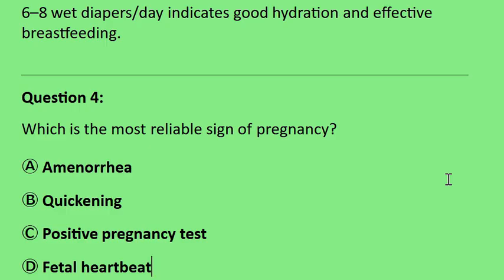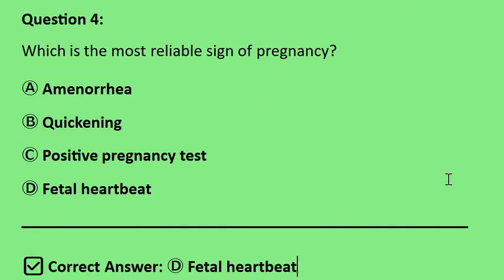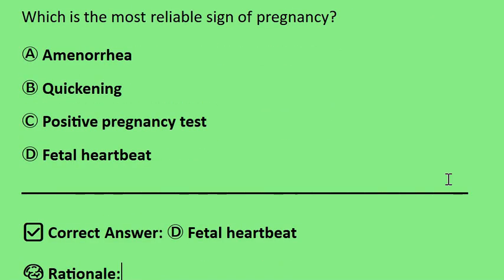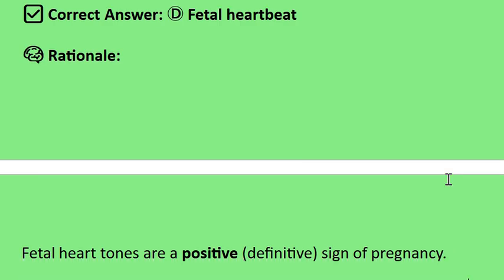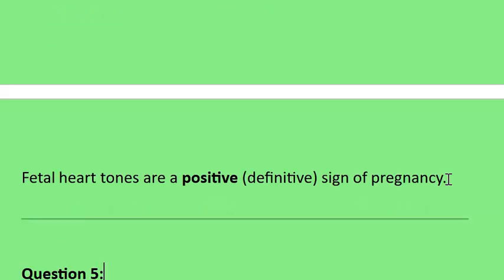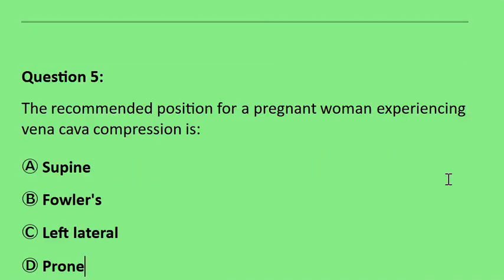The correct answer for this question is option B, fetal heartbeat. The rationale is fetal heart tones are a positive, definitive sign of pregnancy. Let's move to question number 5. The recommended position for a pregnant woman experiencing vena cava compression is.